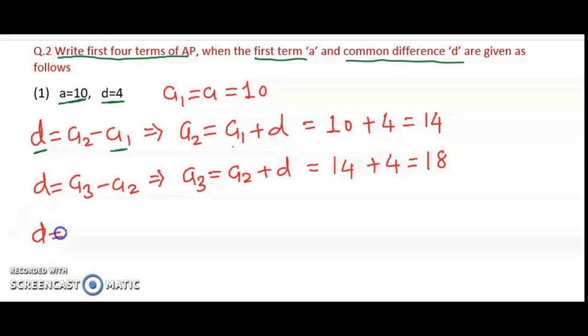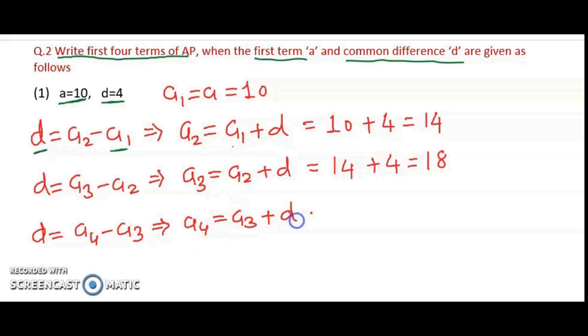Same way, if you want to find out the difference between fourth and third term, then from here you can find out A4. A4 will be equal to A3 plus D. So A3 is 18 and common difference is 4. So we'll get the answer 22.